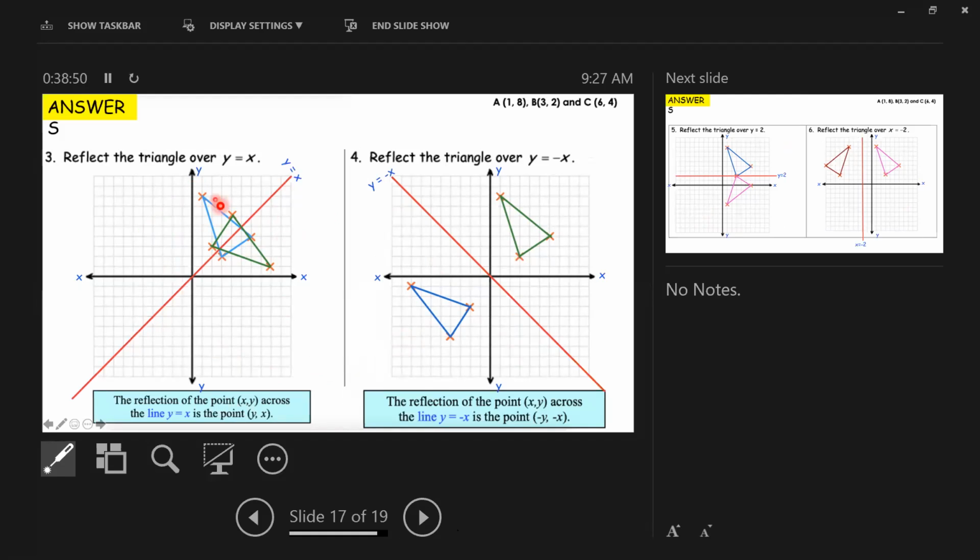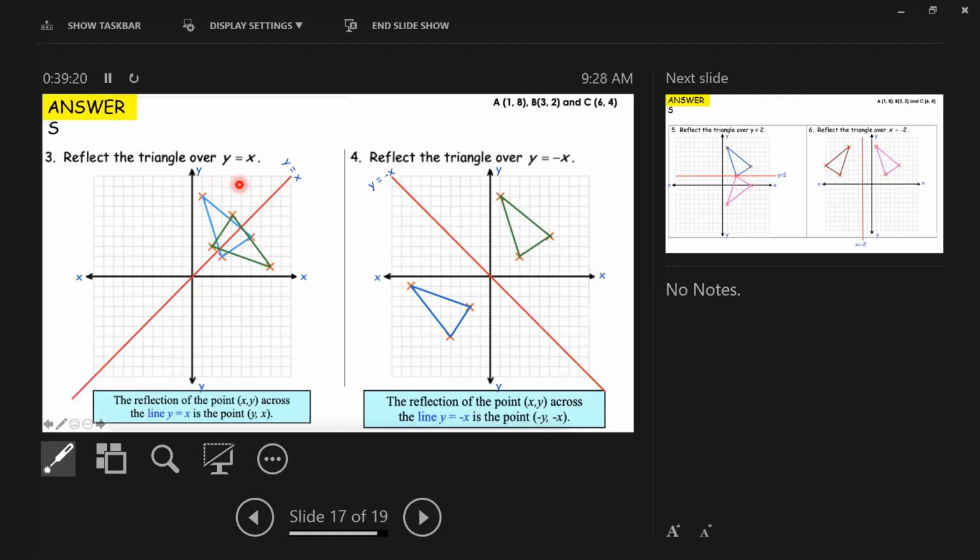Again, you start with the blue shape. The blue triangle here is your object. Okay, now you see they crossed over each other, but don't let that confuse you. You stay focused on counting the spaces away from the mirror line and counting the same spaces to get your image on the other side of the mirror line. So let's start with the points at the top here.